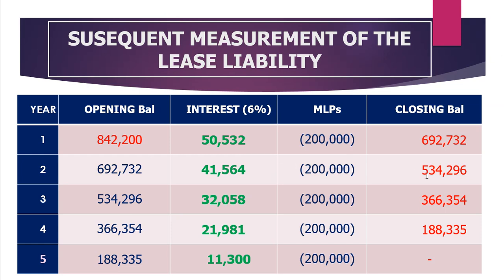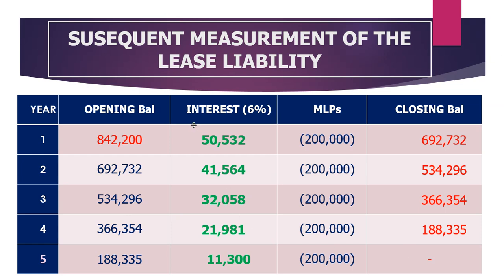Then when you go to year 2, the total liability is 534,296. The current liability is the difference between the liability for year 2 and the total liability for year 3. Then the non-current liability now becomes the total liability for year 3. So you do the same to year 4 and year 5. Of course, for year 5, the liability is nil. So that is how we report.